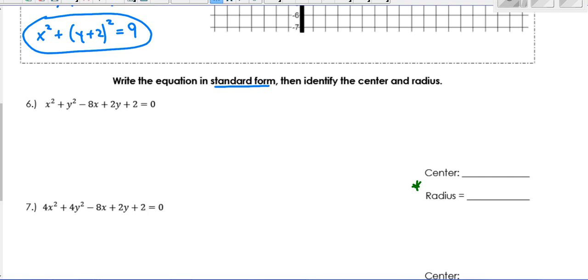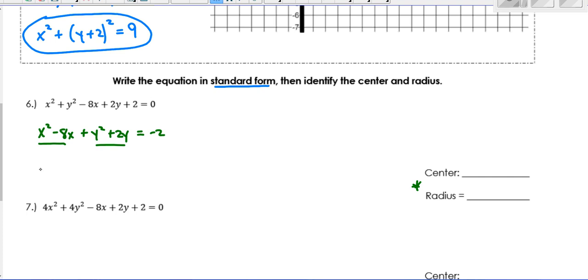Okay? So first things, I want to group together my x's and I want to group together my y's. So I'm going to group together x squared minus 8x and plus y squared plus 2y, and I'm going to move that constant to the other side. Okay, and again, we're going to complete the square twice. We're going to do it once for x and once for y.